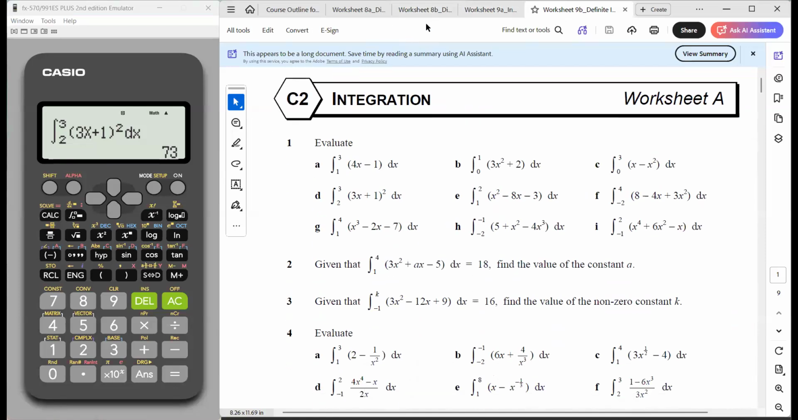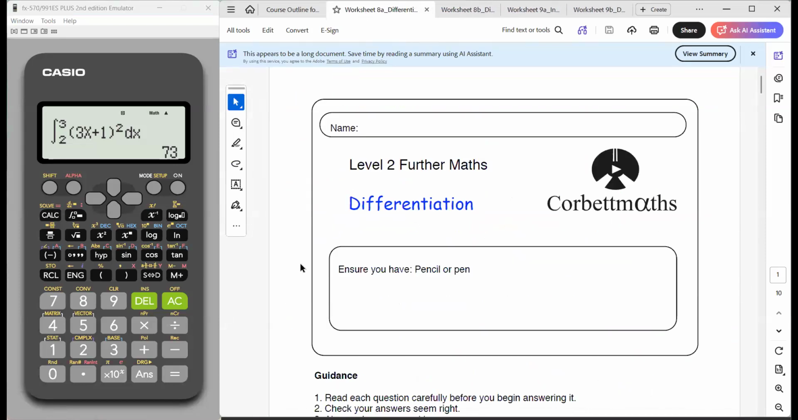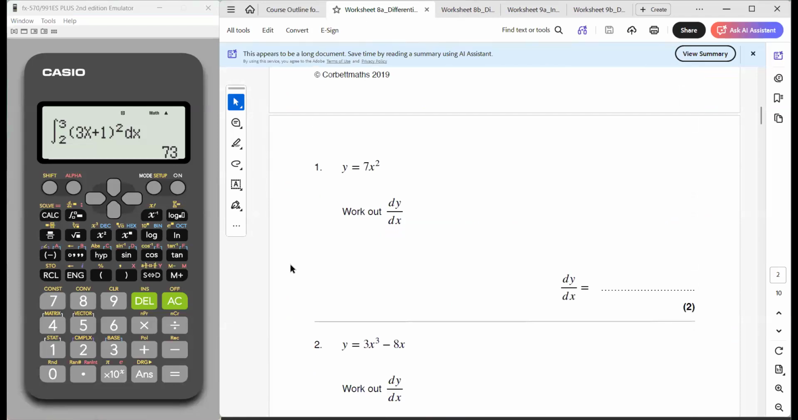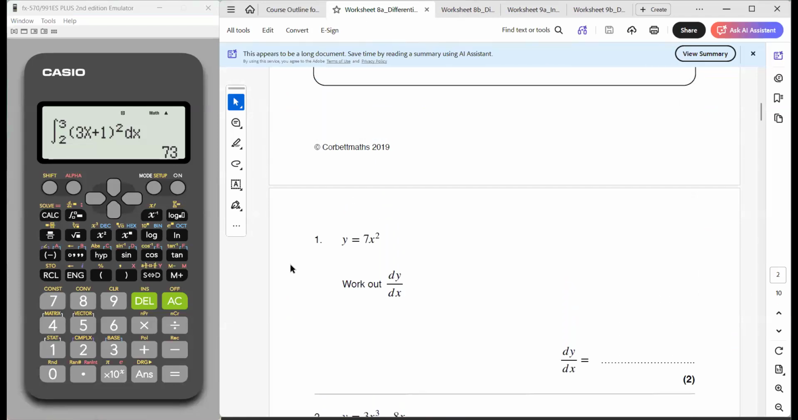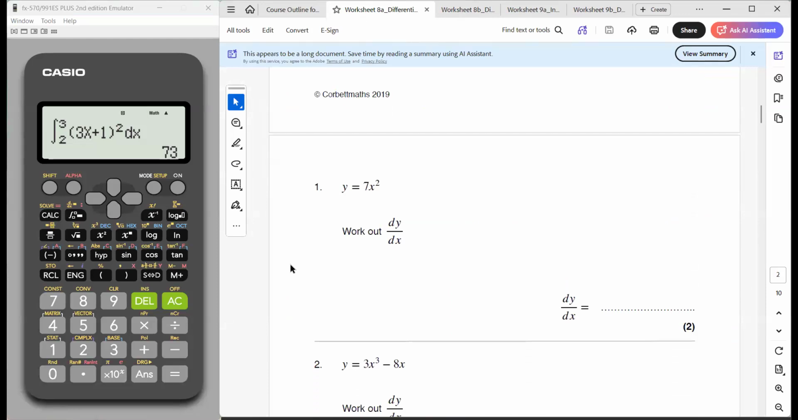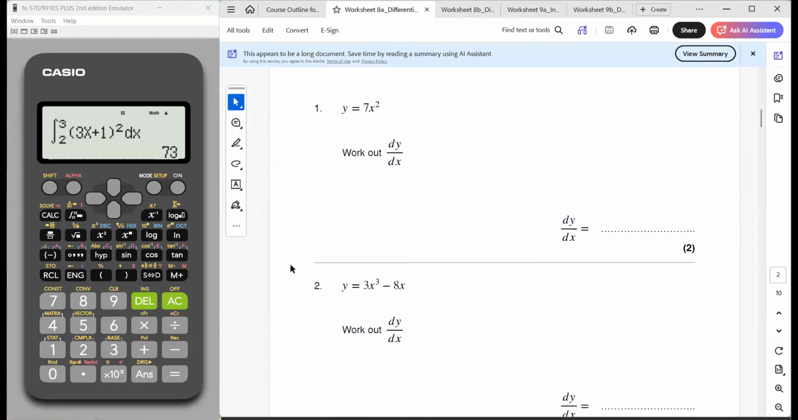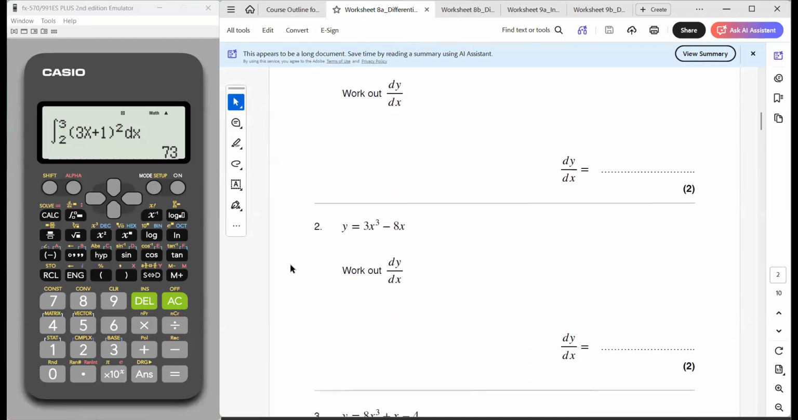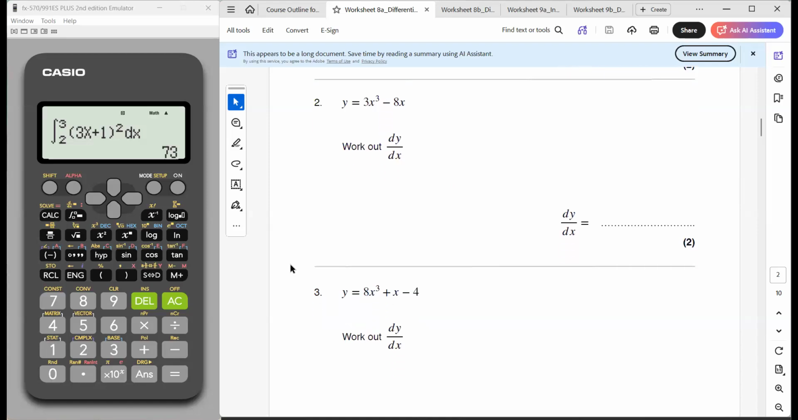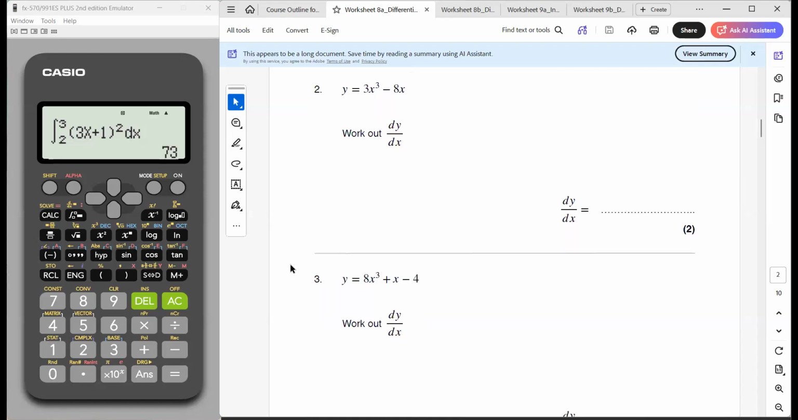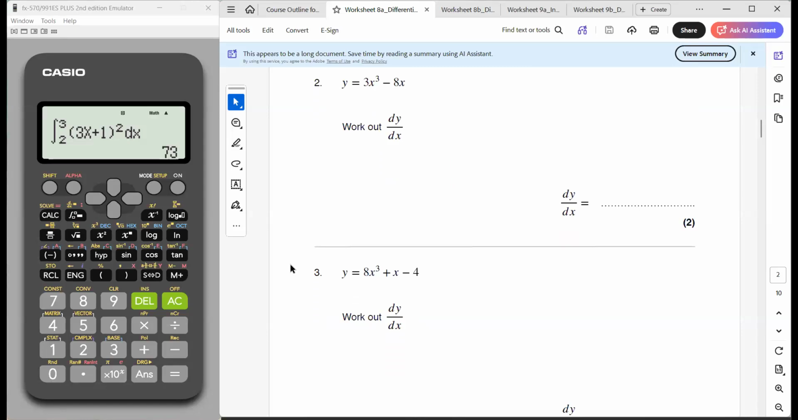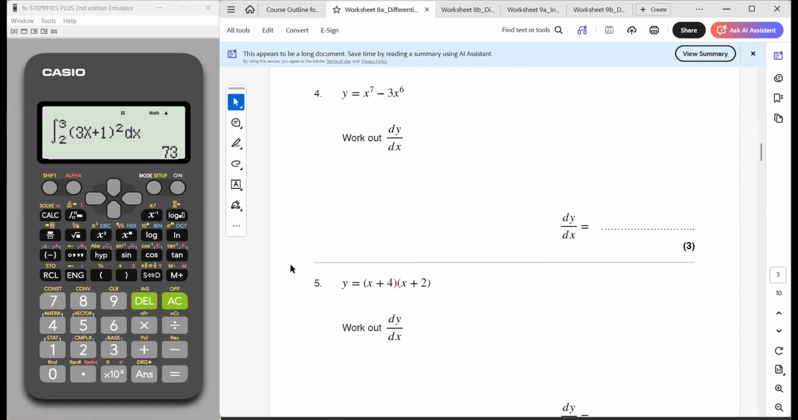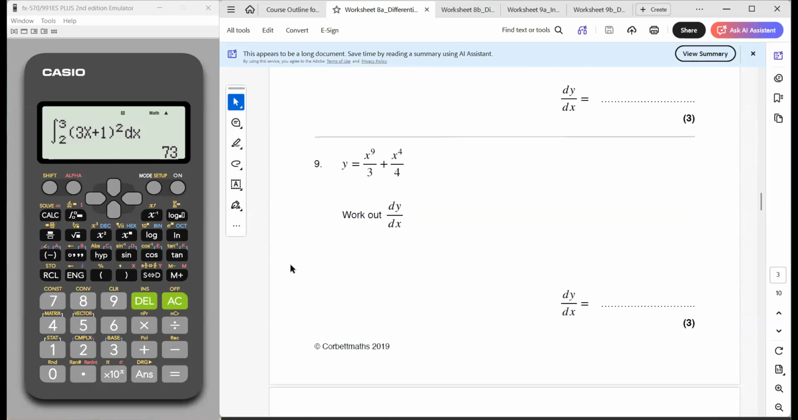And then the other worksheets, there are 3 of them, but I think I gave you differentials. This is a worksheet I gave you. Simple, this is power function, 7x squared. So that will be 14x. Then this is 3x cubed minus 8. Again, you differentiate, that will be 9x squared, minus 8. This is 8x cubed plus x minus 4. If you differentiate, that will give you 24x plus 1. Okay. So these are very simple ones here.